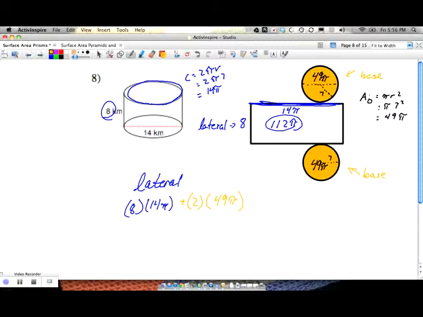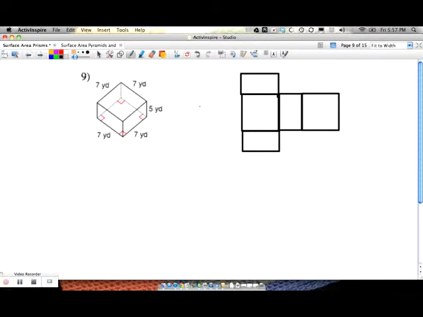Now if we simplified all that together, we'd get 112 plus a lot of this, 98. What's that, 210 maybe? I don't know. But who cares? That's simplifying. You guys can do that. Calculators can do that. We don't need to. Total surface area. Next.